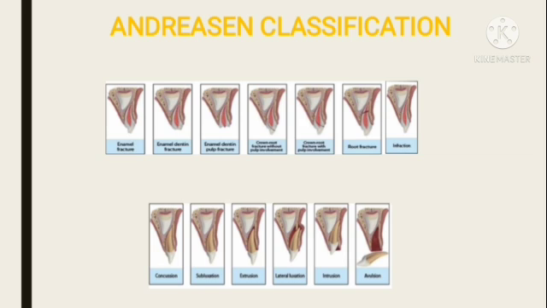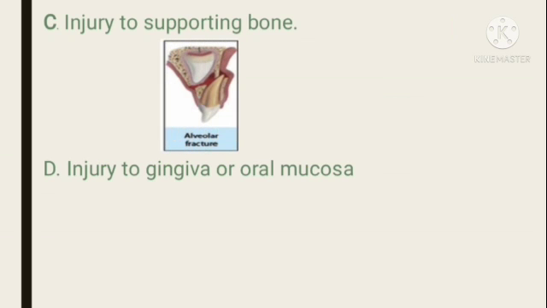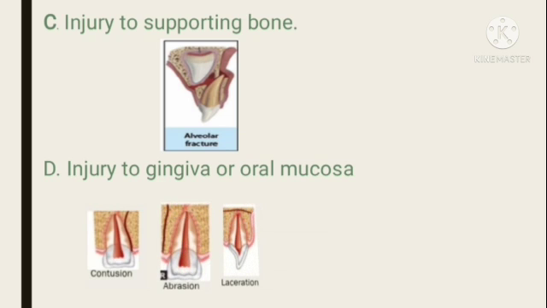There are different classifications. According to Andreasen classification, injuries to hard dental tissue and pulp include enamel fracture, enamel dentine fracture, enamel dentine pulp fracture, crown root fracture without pulp involvement, crown root fracture with pulp involvement, root fracture, infraction. Injuries to periodontal tissue include concussion, subluxation, extrusion, lateral luxation, intrusion, avulsion. Injury to supporting bone includes alveolar fracture. Injury to gingiva or oral mucosa includes contusion, abrasion, laceration.